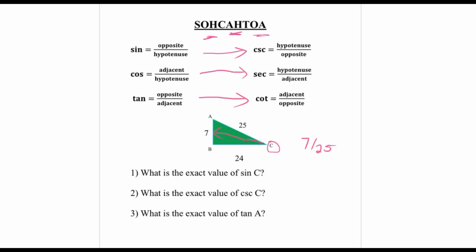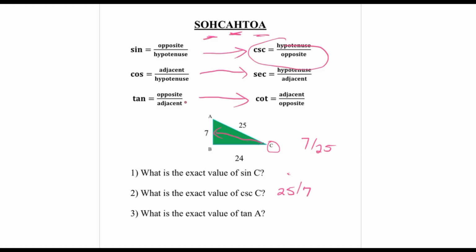Number 2. What is the exact value of the cosecant of C? Well, the sine of C and the cosecant of C are inverses. We just flip this. It's the hypotenuse over the opposite, which is just 25 over 7.